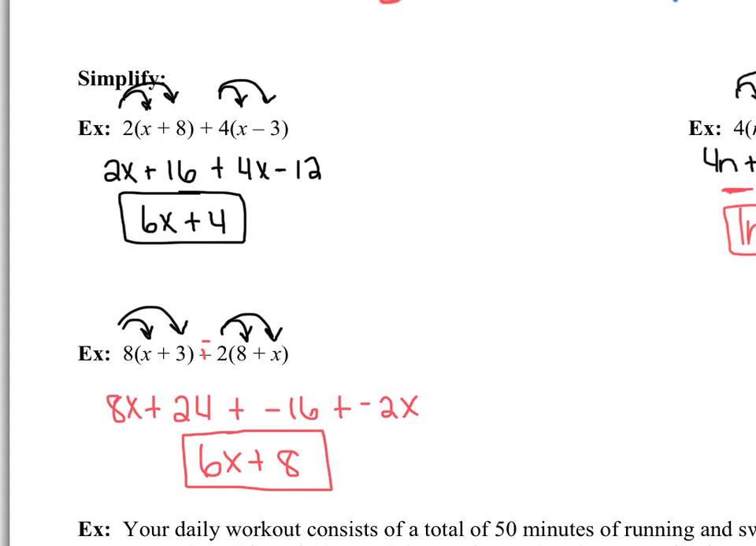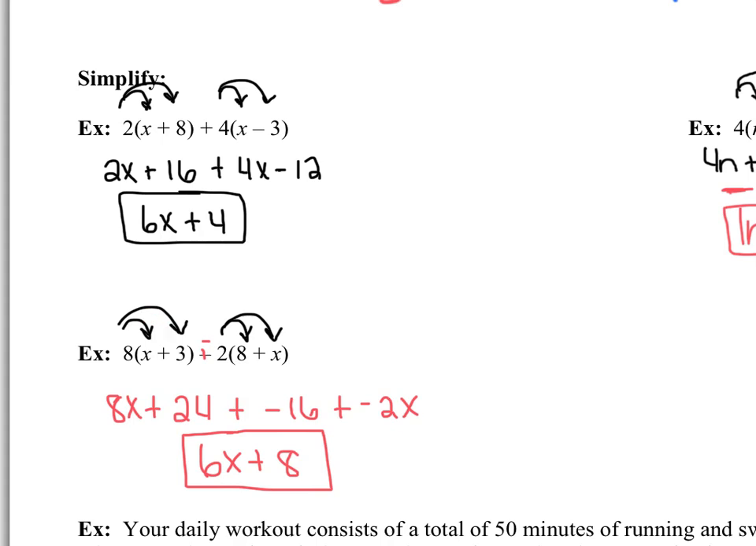So in this top example, first we distribute a 2 to get 2x plus 16, bring down our plus sign. Then you distribute your 4 to get 4x minus 12, and then you combine your like terms. 2x and 4x add to 6x. 16 minus 12 would be 4 for a final answer of 6x plus 4.